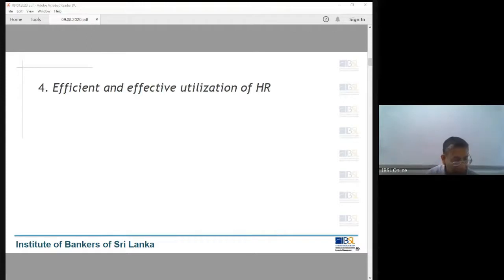Select right, utilize right employees, right number, right cost. Right? That is what you call efficient. So that means you are using your human resources without wasting them. Right number, right employee, right cost.